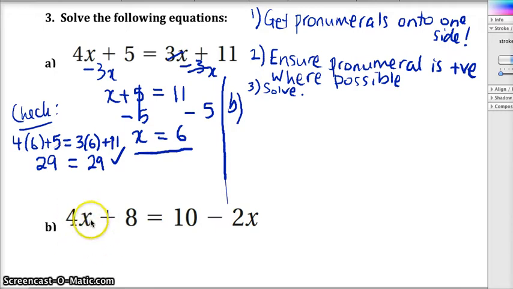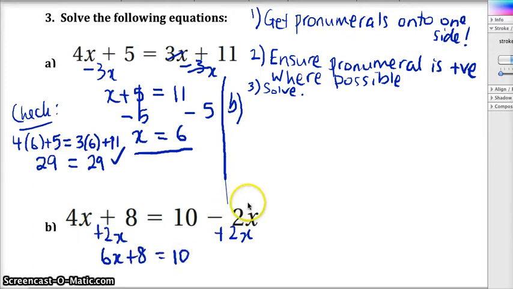Now, I want to make the x term positive, so if I put minus 4x here, that's going to end me up with minus 6x, so I'm going to get rid of this 2x here, so I'm going to plus 2x to both sides. 4x plus 2x, well that's 6x, and I've still got the plus 8, and that is equal to 10. Minus 2x plus 2x is 0. So what I've got at the moment is 6x plus 8 equals 10.